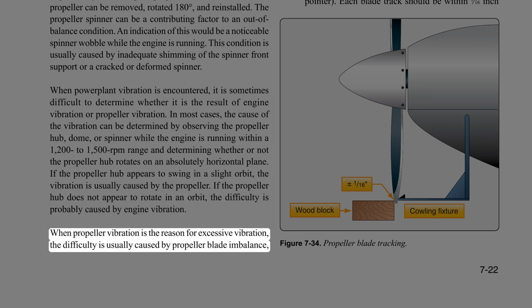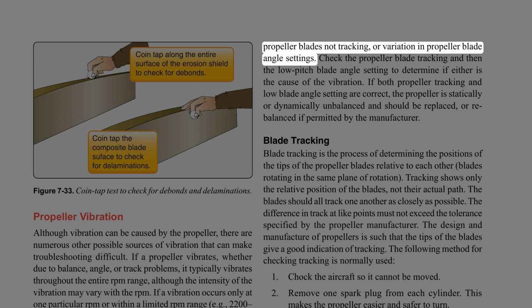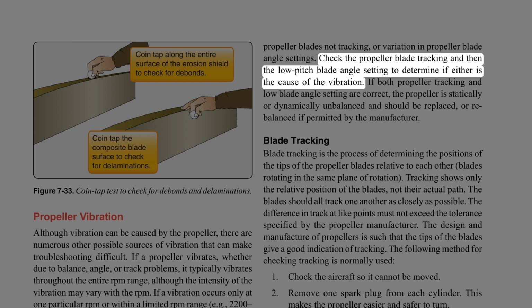When propeller vibration is the reason for excessive vibration, the difficulty is usually caused by propeller blade imbalance, propeller blades not tracking, or variation in propeller blade angle settings. Check the propeller blade tracking and then the low pitch blade angle setting to determine if either is the cause of the vibration.